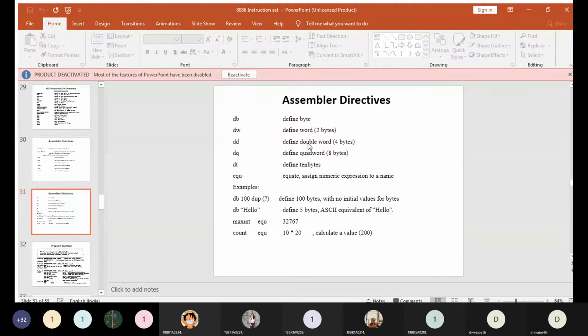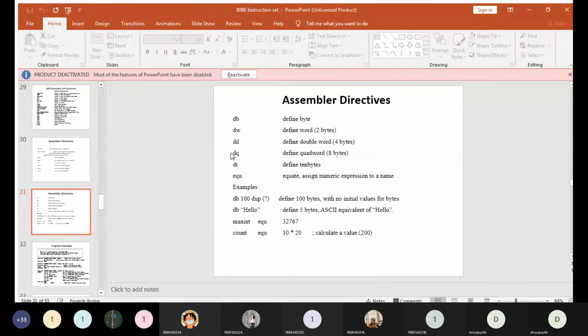Define double word. DD means define double word. Whenever an assembler looks at the assembler directive DD, it informs the processor that information is coming. When it is converted into machine language, it requires a space of 4 bytes, and this DD can also be written as DQ. Instead of writing DD, you can even write DQ.